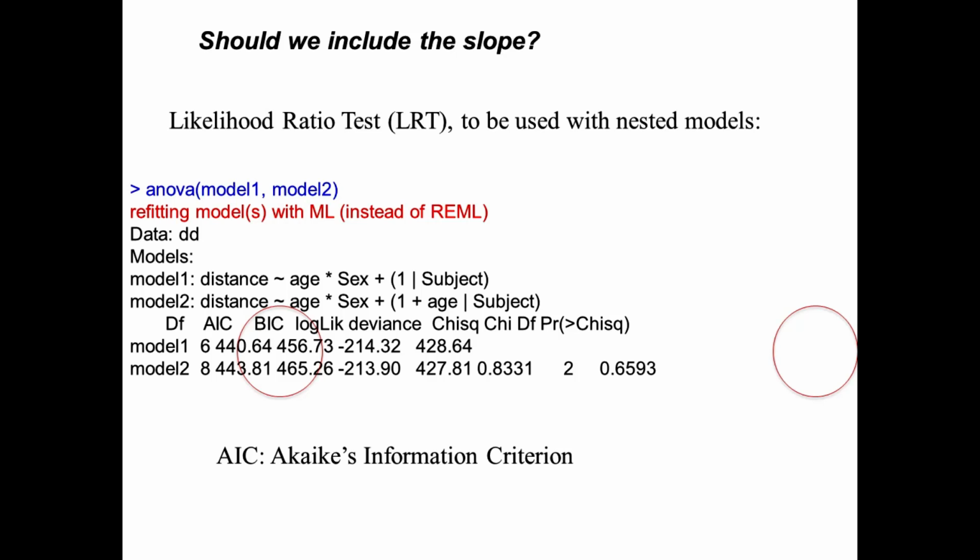Or you can go with Occam's razor and say, what's the simplest model, and go with the simplest model. But this is looking at nested models and testing these assumptions about random effects in particular. We use the likelihood ratio test to do that.